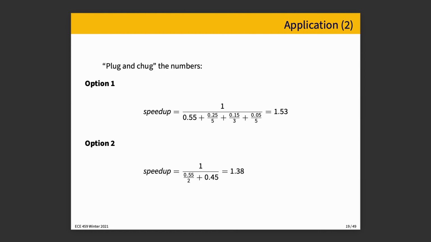All right, now if we plug and chug the numbers, just dividing the program up, option 1 gets a speed up of 1.53, and option 2 gets a speed up of 1.38. So, did I give you a hint that was deliberately misleading? I don't know about deliberately, but it might have been a little bit misleading.